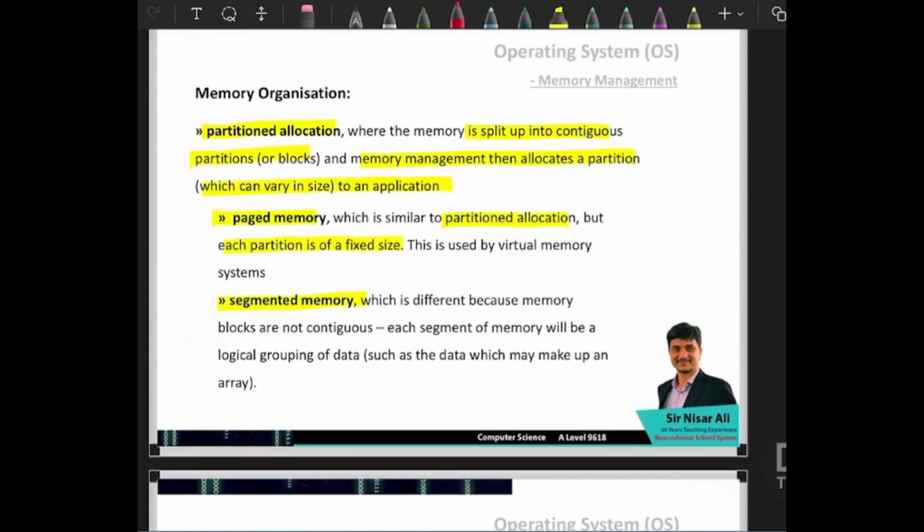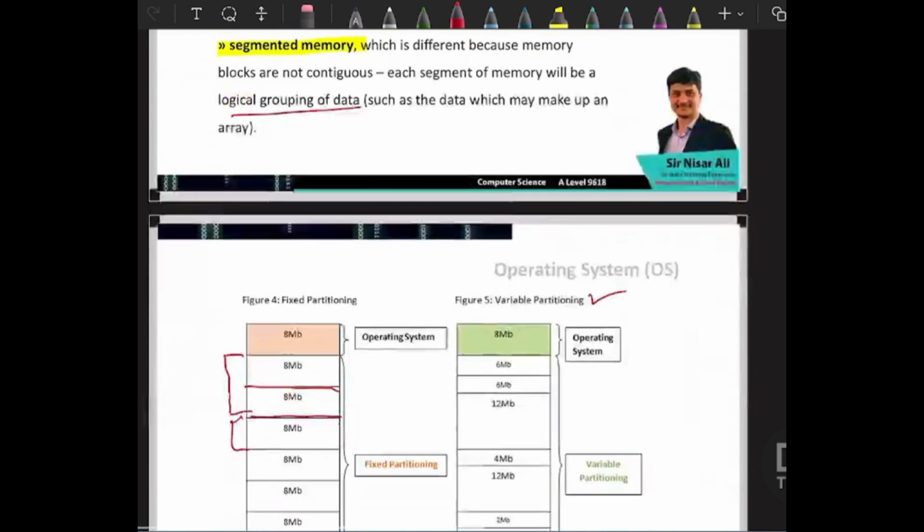So paged memory is the partitioned allocation, but each partition is of fixed size, and the segmented memory is different because memory blocks are not contiguous. Each segment of the memory will be a logical grouping of data. It is possible that a process requires 2 parts, and one piece will be given space here and another piece might be given space after 2-3 partitions. So the allocation of the space is not contiguous, it is scattered, it is distributed based on the availability of the space.